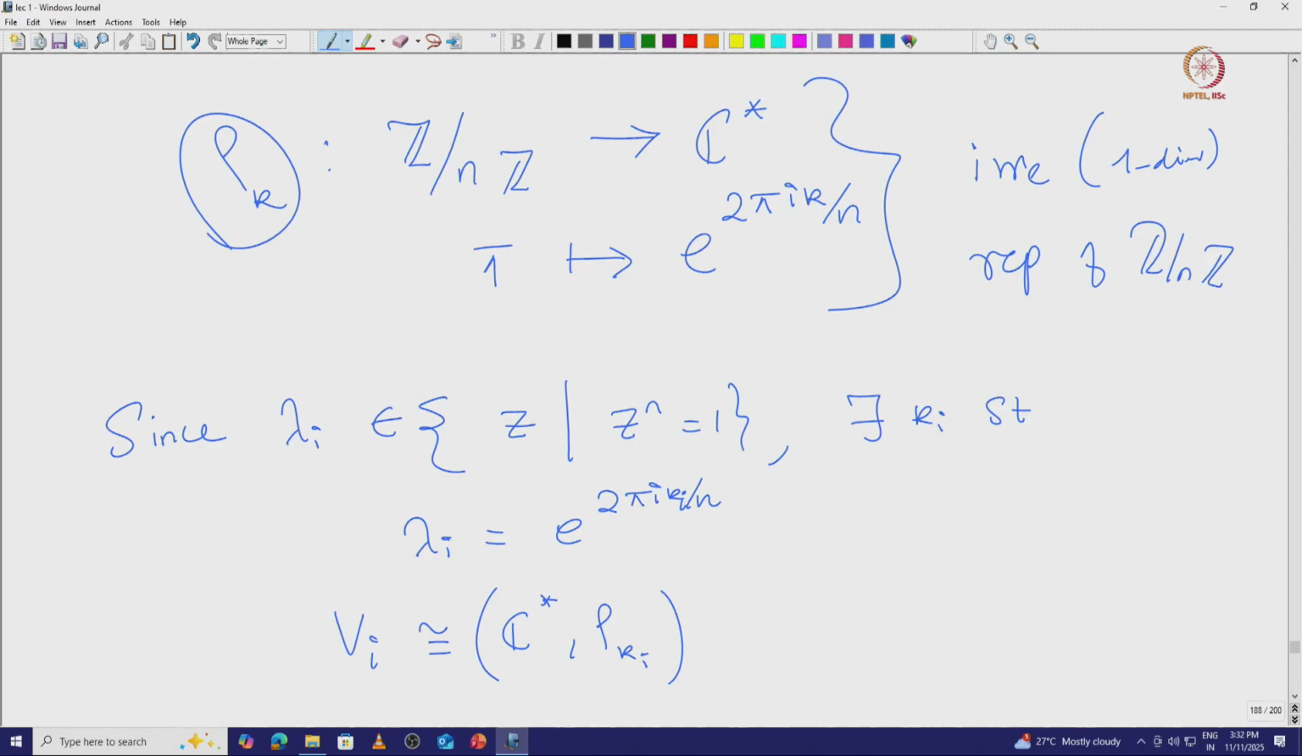Maybe you can take it as an exercise that all these rho_k are inequivalent representations. So, maybe I will write it here. So, these rho_k where k comes from 0 to n minus 1 are inequivalent irreducible representations of Z modulo n.